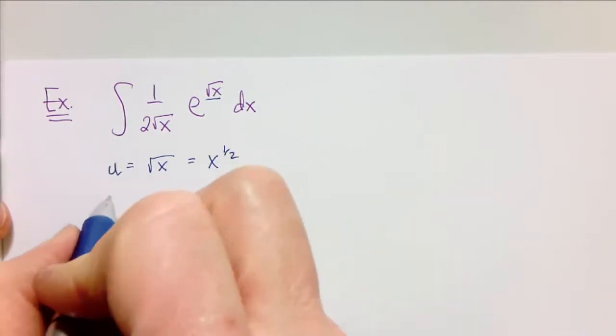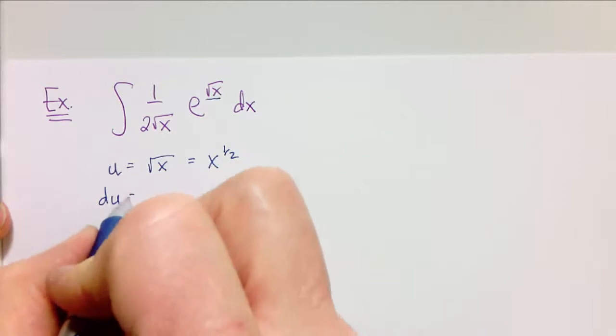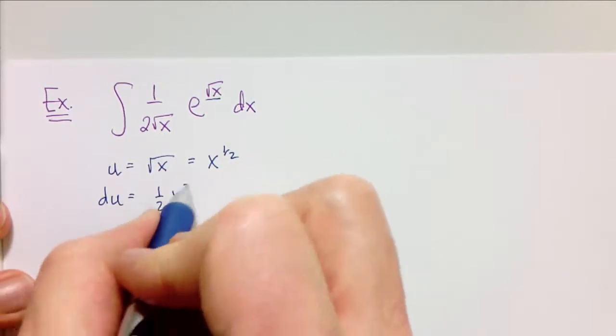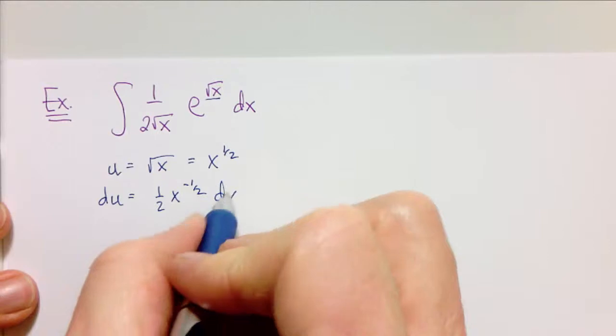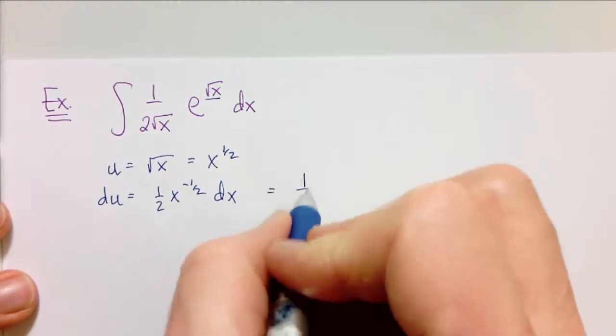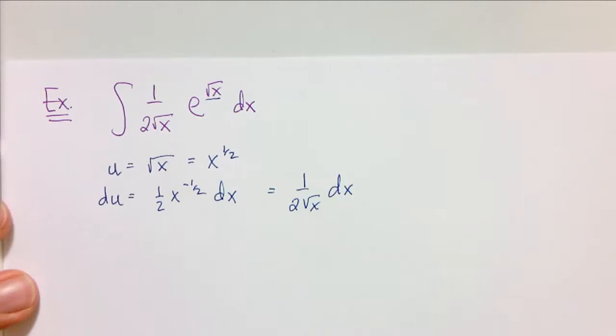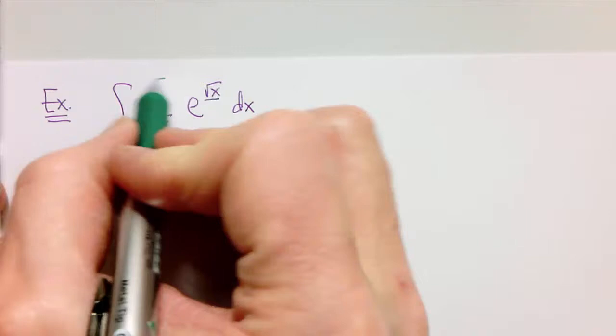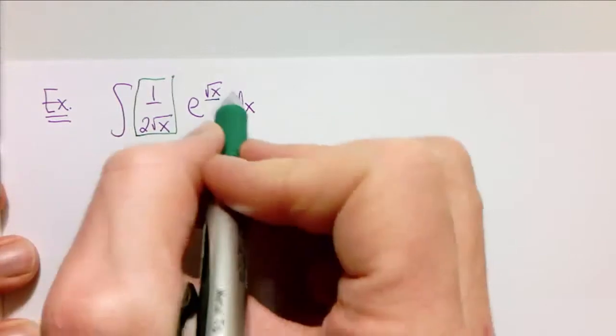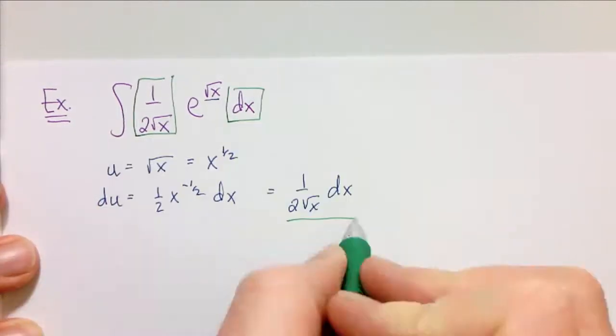So now compute the differential. du is 1/2 x to the minus 1/2 dx, or that's another way to say 1 over 2 square root x dx. So du is exactly the bits in green here. Here's du.